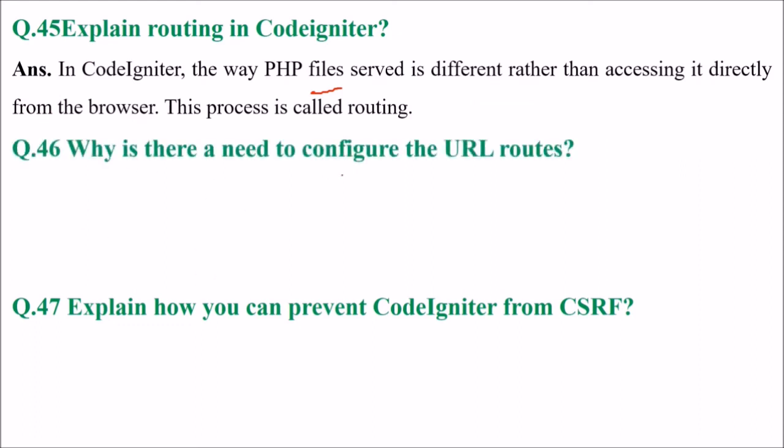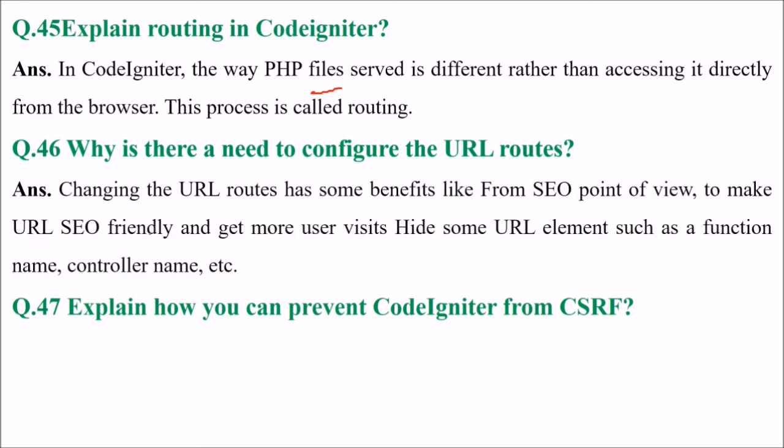Next is, why is there a need to configure the URL routes? Sometimes you want SEO, search engine optimization, and sometimes you want security. Changing the URL routes has benefits like the SEO point of view. To make the URL SEO friendly and get more user visits, you may hide some URL elements such as the function name and controller name, and this also solves your security issues.